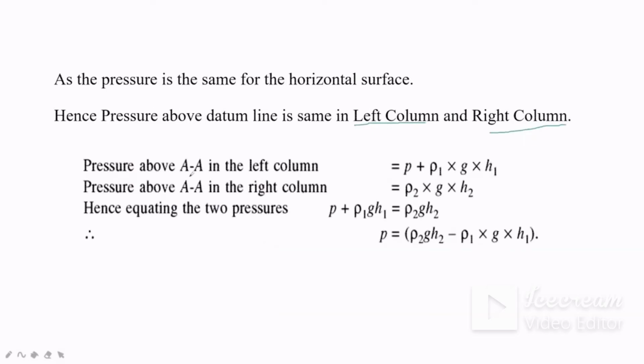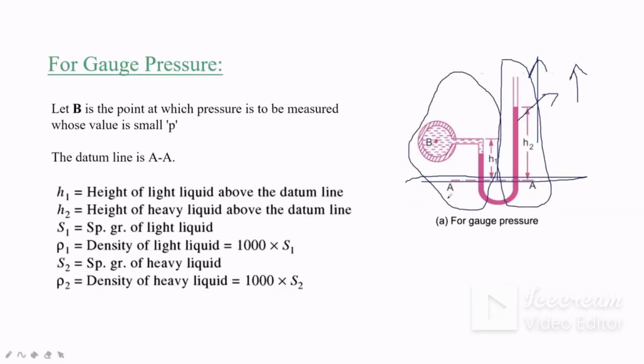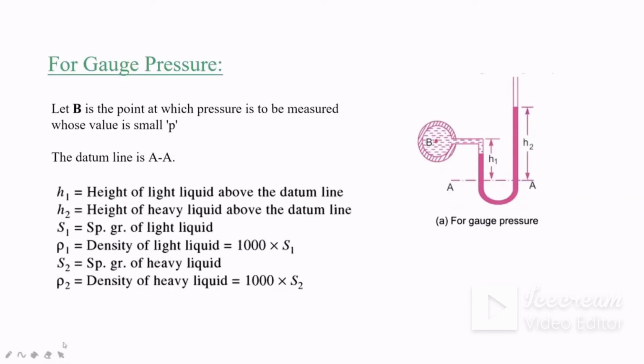So pressure above AA in the left column is equal to the pressure P plus rho 1 G H1. So what is the pressure P? We have already noted it: the pressure in the system, we take as P. So the pressure above the datum line is P, plus the pressure due to the liquid. We don't know the liquid, so we will directly take rho 1 G H1. What is the formula of pressure? Rho G H. So we take P plus rho 1 G H1.